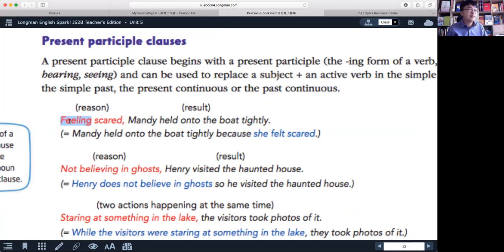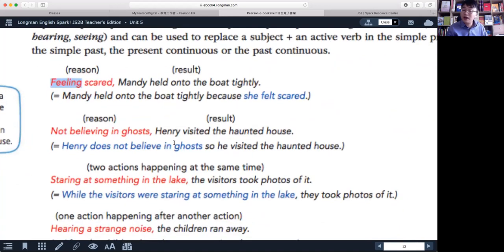Okay? Feeling scared, the reason comes first. Remember, when we describe cause and effect relationship using participle clauses, the reason comes first, and then the result. Feeling scared, comma, Mandy held onto the boat tightly. Now, let's look at another example. Example 2.